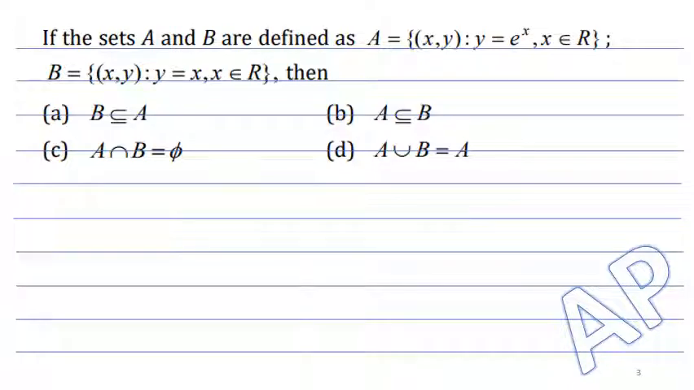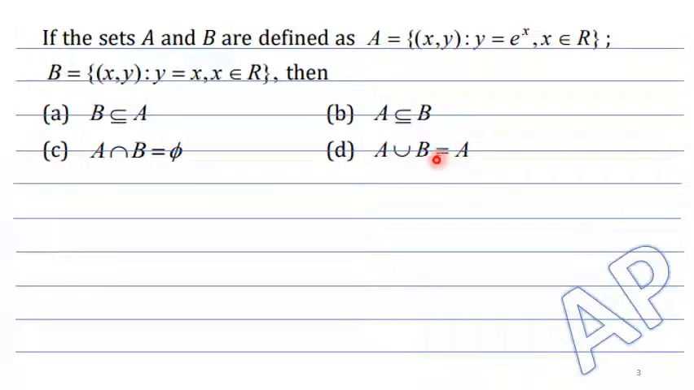If the sets A and B are defined as A is equal to set of all ordered pair xy such that y is equal to e to the power of x, x belongs to R, and B is equal to set of all ordered pair xy such that y is equal to x and x belongs to R, then B is subset of A, or A is subset of B, or B equals A, or A equals B. A intersection B empty and A union B is equal to A are the four options.